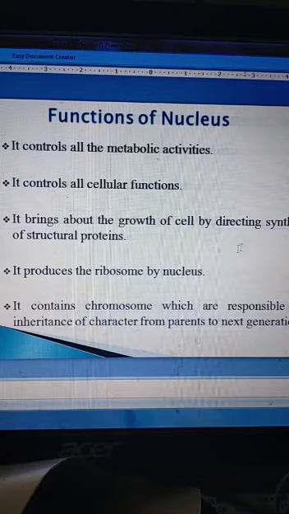Function of the nucleus. It controls all the metabolic activities. It controls all cellular functions. It brings about the growth of the cell by directing synthesis of structural proteins. It produces the ribosomes. It contains chromosomes, which are responsible for the inheritance of characters from parents to the next generation. Okay students, thank you.